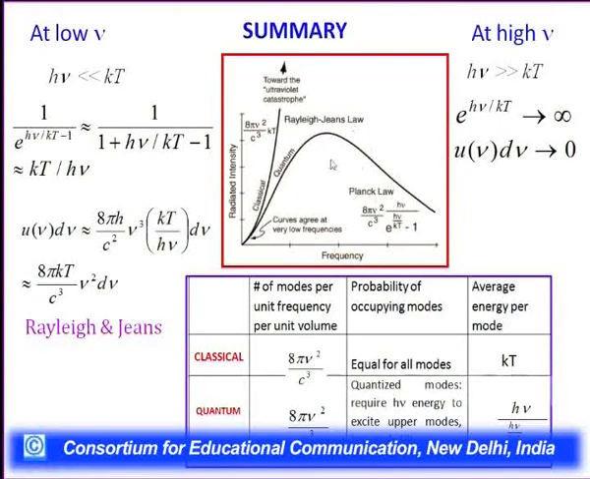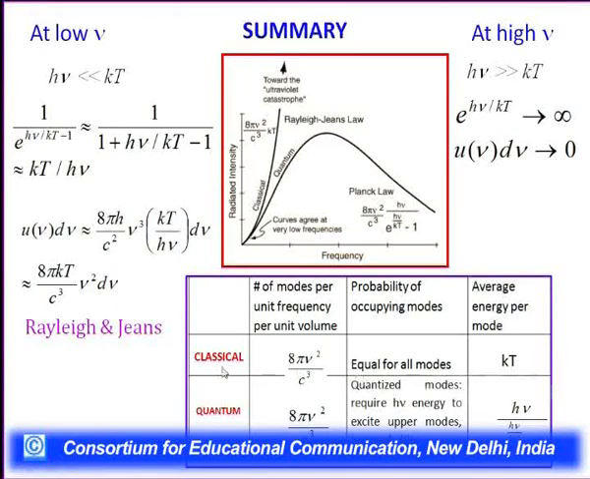This part here, the high frequency h nu much greater than kT, then e power h nu divided by kT approaches infinity. Hence u nu d nu approaches 0. This value is going to be 0. Then mode per unit frequency per unit volume.